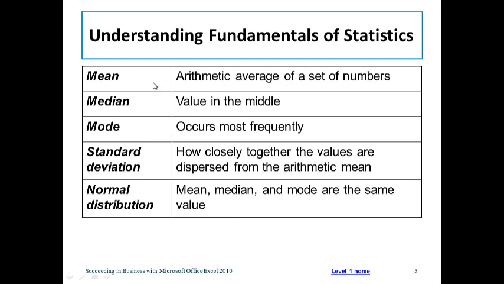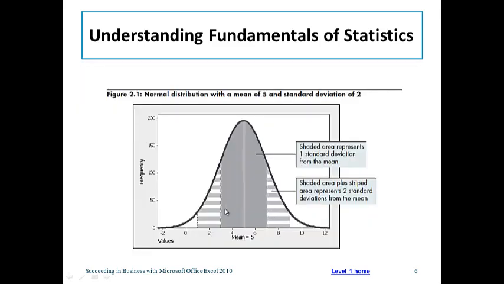So in this chapter we're going to use the mean, which is the arithmetic average of a set of numbers, the median, which is a value in the middle, the mode is the number that occurs most frequently, and the standard deviation is how closely together the values are dispersed from the arithmetic mean. And then the normal distribution, the definition of that is the mean, median, and mode are the same value. So what does all that mean?